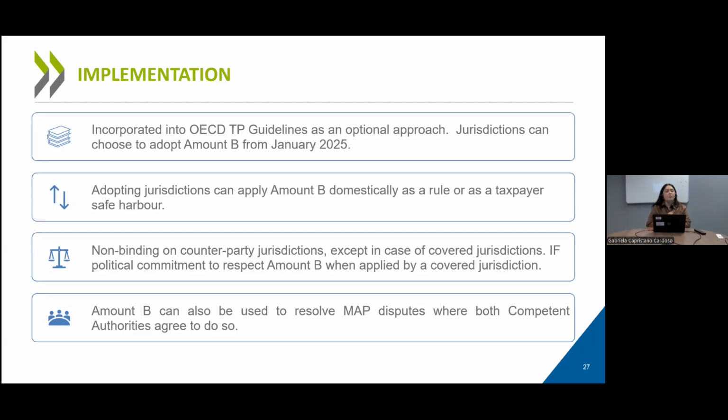If we have a bilateral MAP or a multilateral MAP and one of the competent authorities does not agree to apply Amount B to that MAP, then the parties involved in the MAP and any resulting arbitration will need to substantiate their arguments based on the remainder of the OECD transfer pricing guidelines.